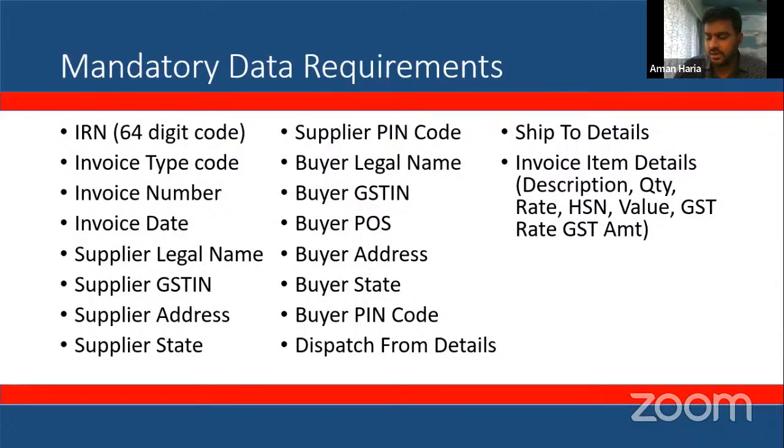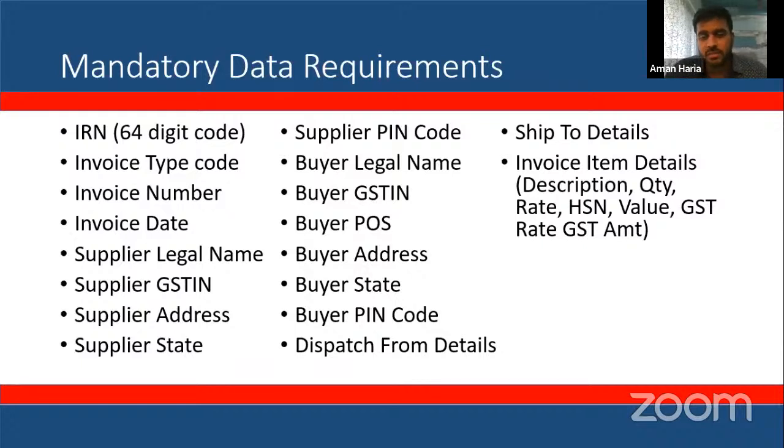The next thing we are going to discuss is what the mandatory data requirements are. All of these details are generally available in an invoice. So basically your invoice type, whether it is a regular invoice or SEZ, what is the nature, then invoice number, invoice date, obviously your own legal name, GSTIN, address, state, PIN code, all of these details are always going to be present. Likewise, buyer details, buyer's GSTIN, place of supply, address, state, PIN code, all of these details are always going to be there.